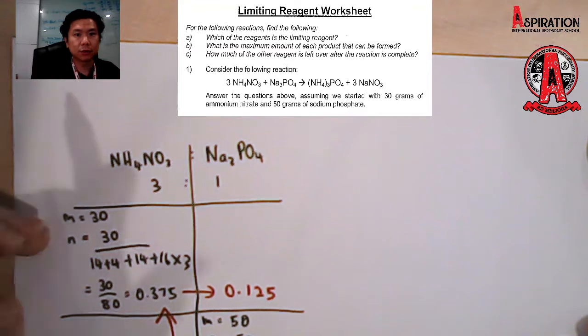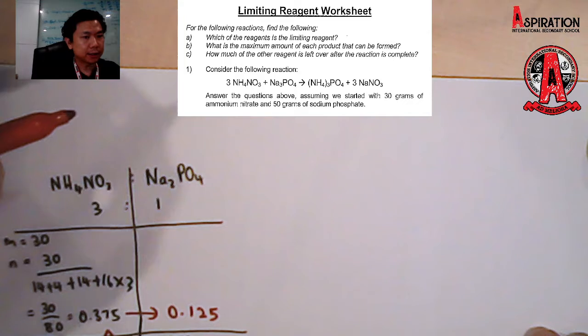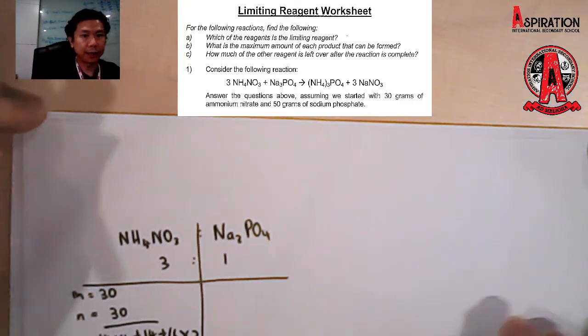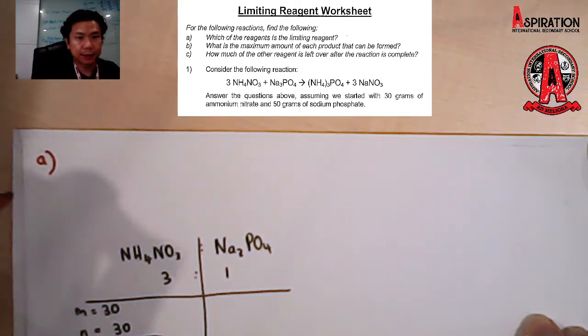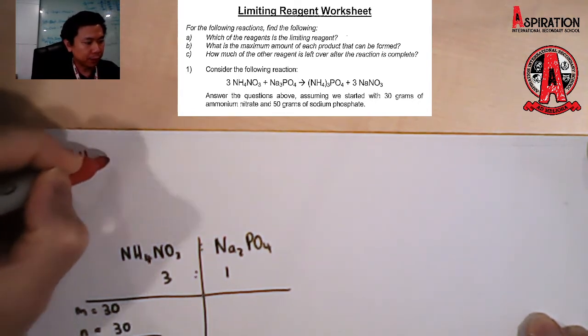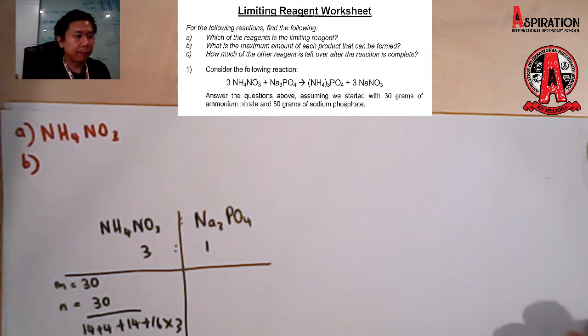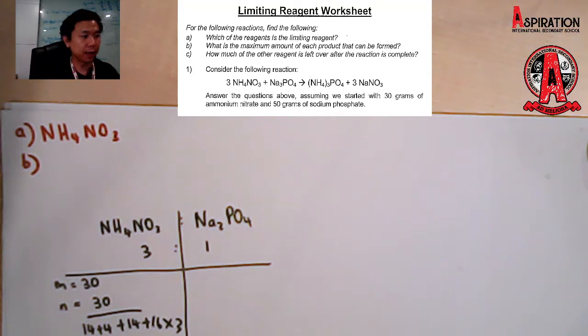Now we can answer the question already. So we know that for A, the answer is the limiting reagent is ammonium nitrate. Now, before we proceed to B, remember that I usually advise students to write down the moles of each species. So we are going to do that now.